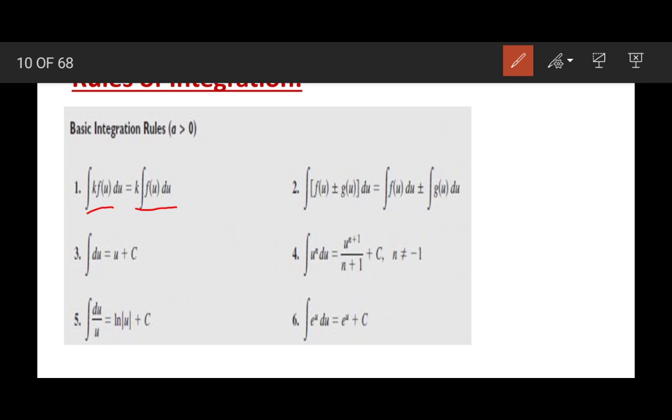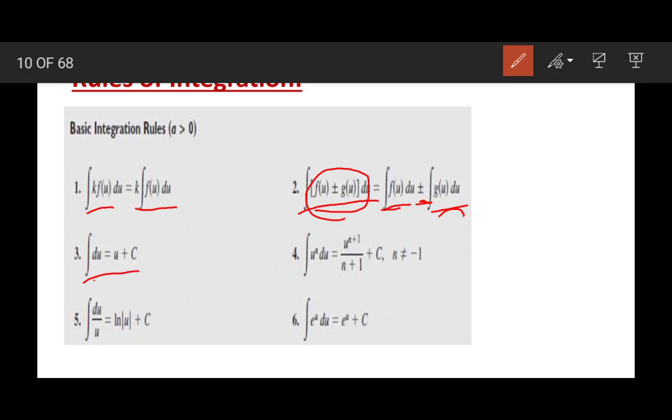Then second is the addition and subtraction rule. If two functions are given either in the form of addition or in the form of subtraction, then we can take the integral of the first function, then plus or minus, whatever sign is given, we have to write that sign, and we'll take the integration of the second function. So it will be integral of first function plus minus integral of second function.